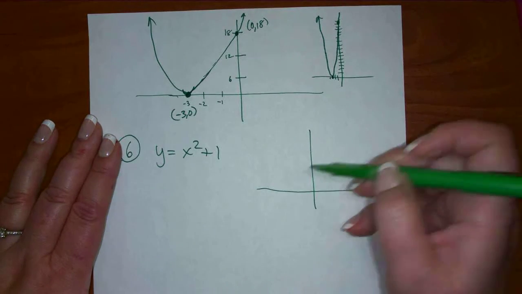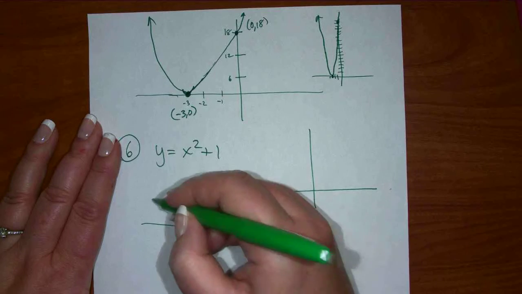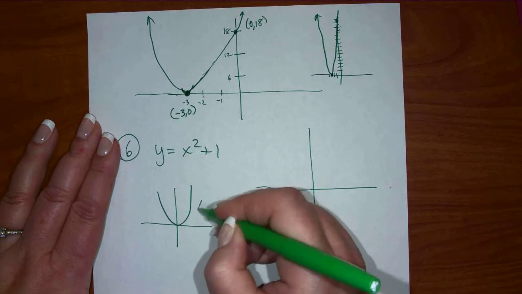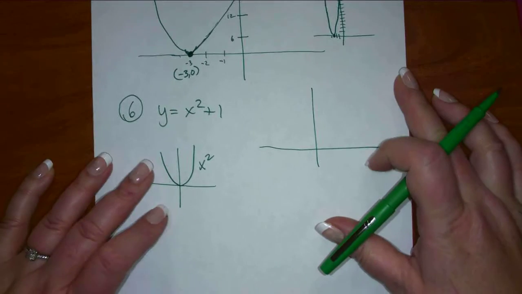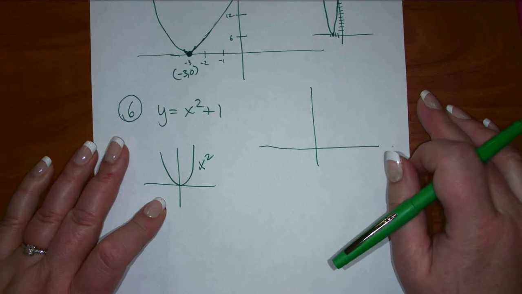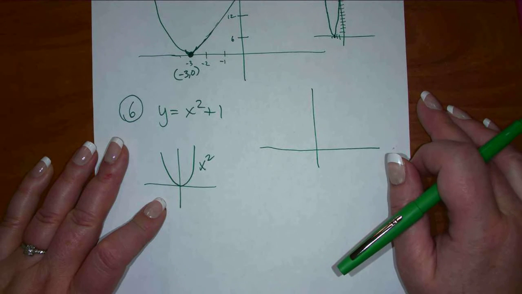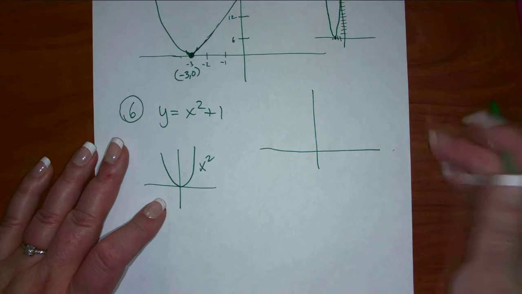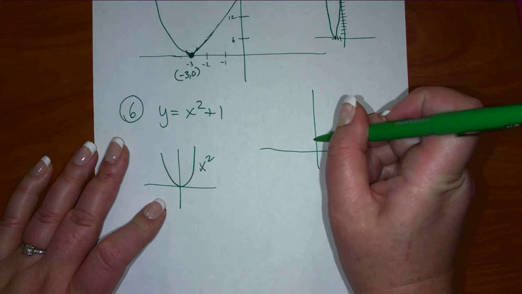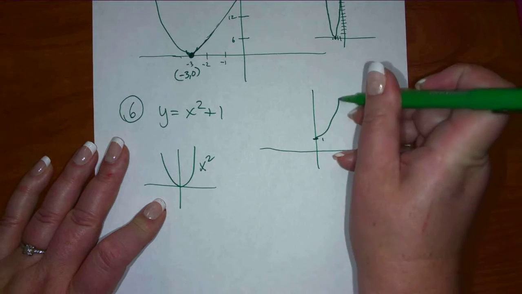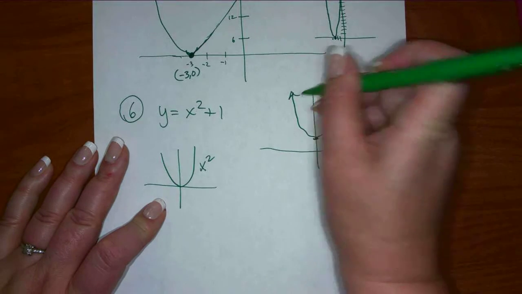So our regular graph of x squared is like this. Adding or subtracting a number just to x squared and nothing else, what does it do? What does adding 1 do? Moves it up 1. So here it is. Whoops, my hand got a little shaky there.